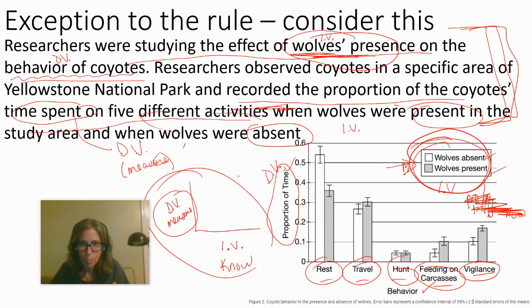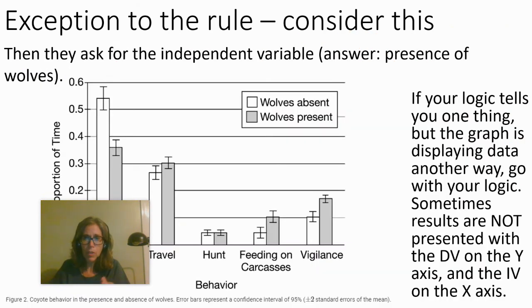I know behavior is here where independent usually is, but it's really not. The dependent variable is the percentage of time that they're spending in each of these. Independent variable would be the wolves' presence or absence. So bottom line, if your logic tells you one thing based on your reading, but the graph is displaying something in a little bit of a different way, you need to go with your logic. Go with what you're reading and what your understanding is of the problem.